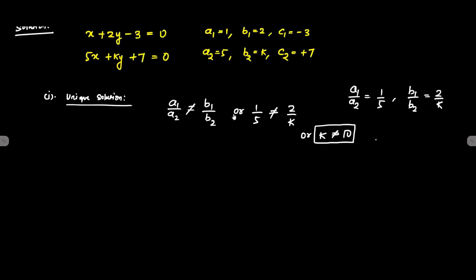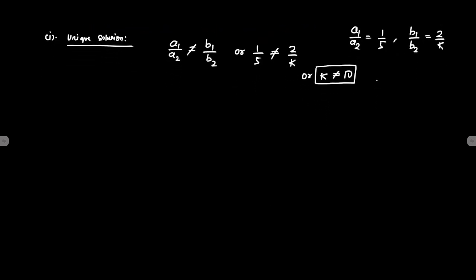Then for no solution, the second case. Here for no solution, the condition is a1 by a2 should be equal to b1 by b2, which should not be equal to c1 by c2.